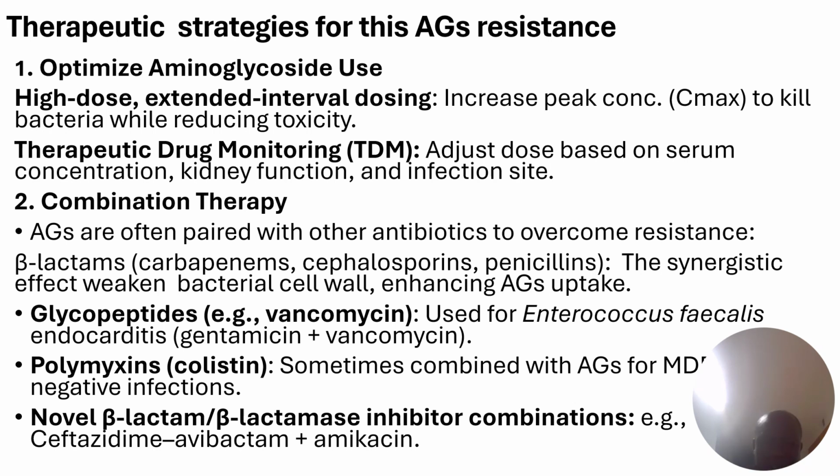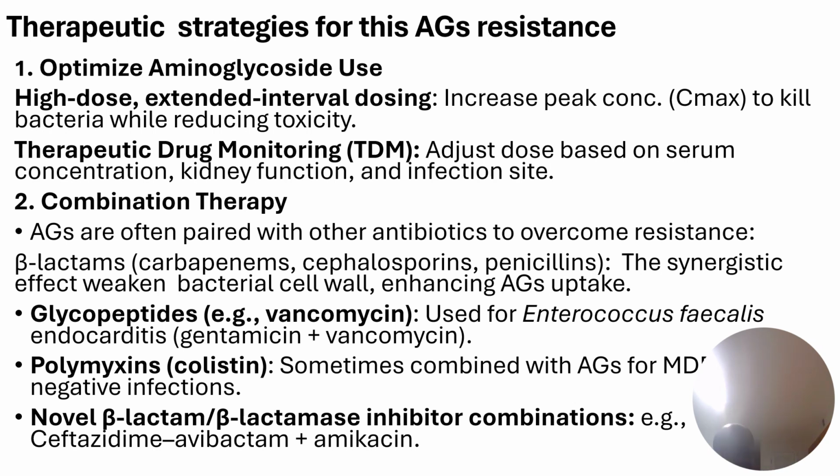Therapeutic strategies for this resistance. One, optimizing aminoglycoside use: high dosage, extended interval dosing. Here we increase peak concentration to kill bacteria while reducing toxicity. Then we have therapeutic drug monitoring, where the drug dose is adjusted based on serum concentration, kidney function, and infection site.